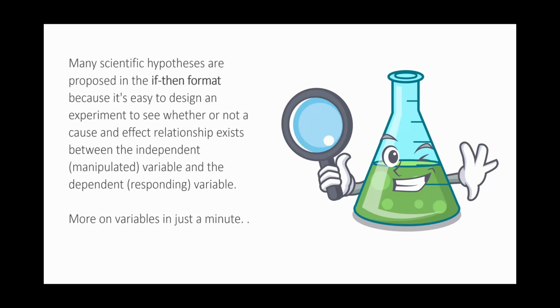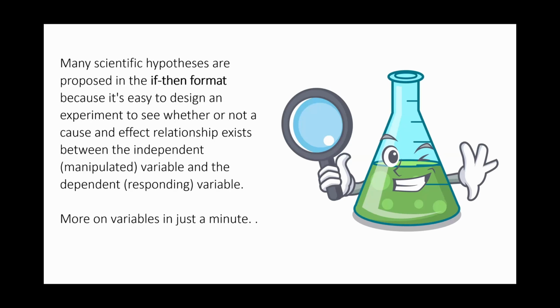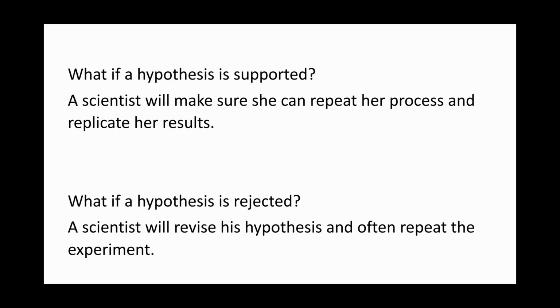All right, so many scientific hypotheses, which is your plural, are proposed in an if-then format because it's easy to design an experiment to see whether or not a cause and effect relationship exists between the independent, sometimes you'll hear it referred to as manipulated variable, and the dependent or responding variable. And we'll talk about variables in a minute.